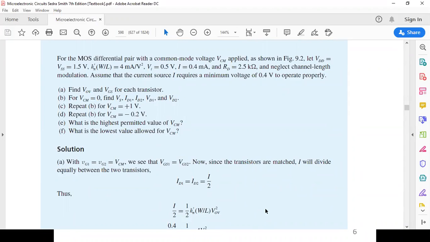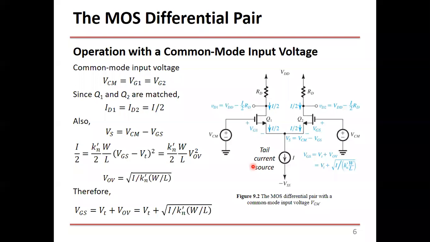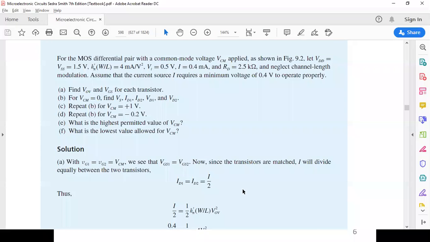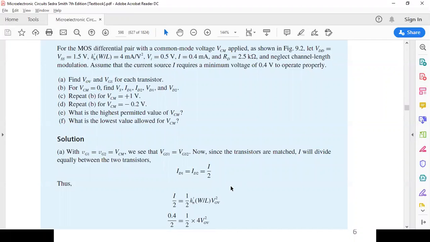Basically we're going to use this equation here, knowing that ID1 and ID2 are the same as I over 2, and knowing all these parameters, we can find the overdrive voltage by substituting into this equation. So we know that ID1 and ID2 are the same as I over 2, and I is 0.4, so ID1 and ID2 will be 0.2 milliampere.